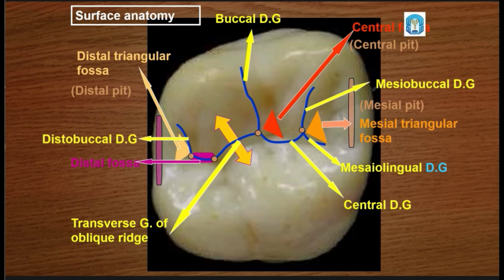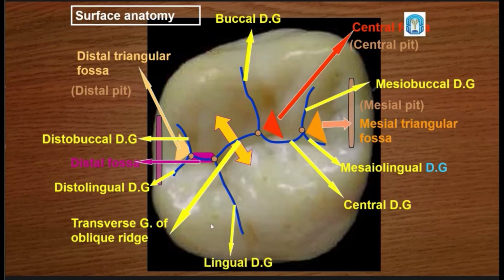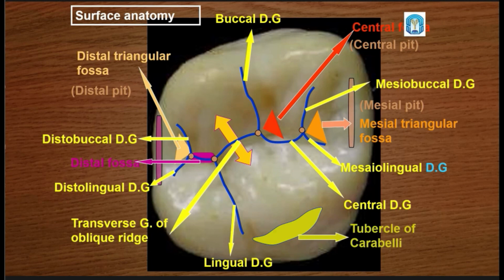Distobuccal developmental groove. Distolingual developmental groove. So from the central fossa, the developmental groove is coming to the distal fossa, then connecting the distal triangular fossa, then branching out to the marginal regions. This is the lingual developmental groove, which divides the lingual cusps, mesiolingual cusp and distolingual cusp, into two halves on the lingual side. Cusp of Carabelli is present here. All these are the features that you must remember one by one.